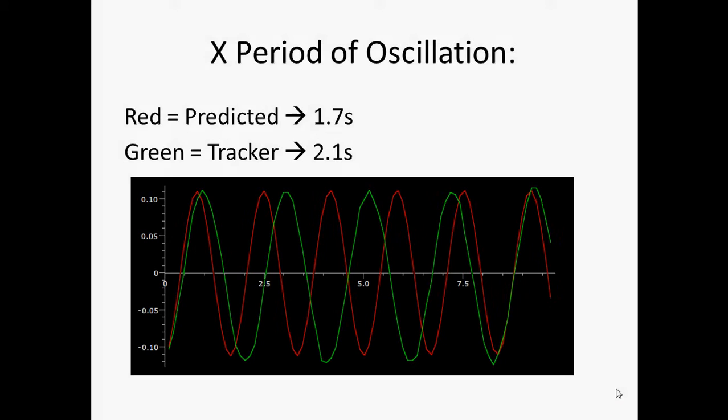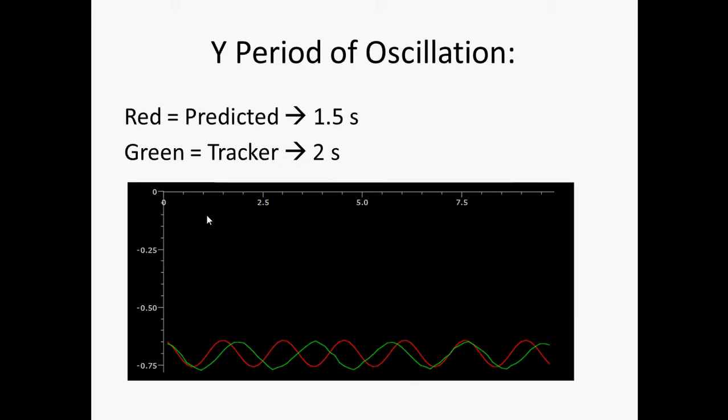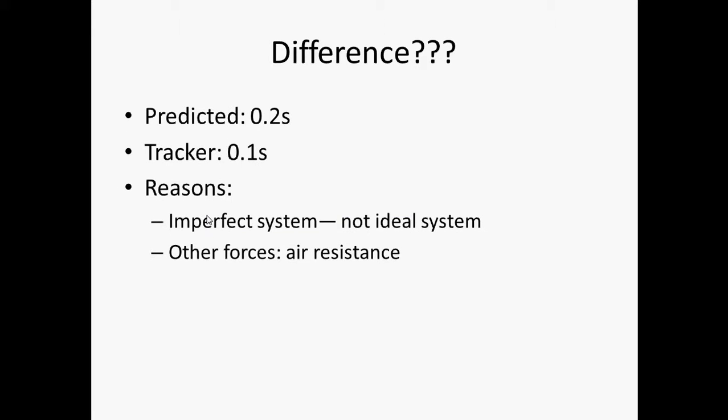So I went ahead and looked at the period of oscillation. Again, the red line is the predicted data. For X, it was about 1.7 seconds for predicted and 2.1 according to Tracker. And for Y, the predicted was about 1.5 and the Tracker was about 2 seconds. So that's a difference of about 0.2 seconds for the predicted and 0.1 seconds for the Tracker data.